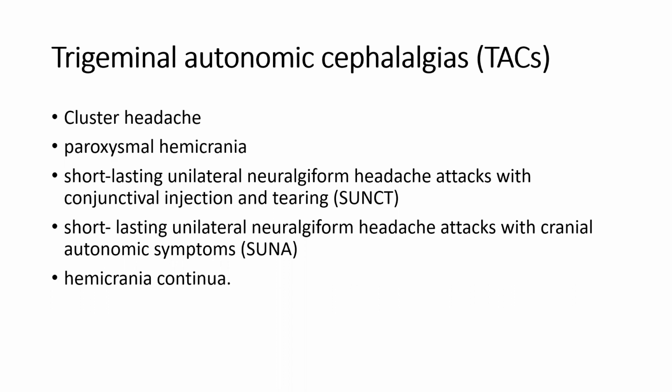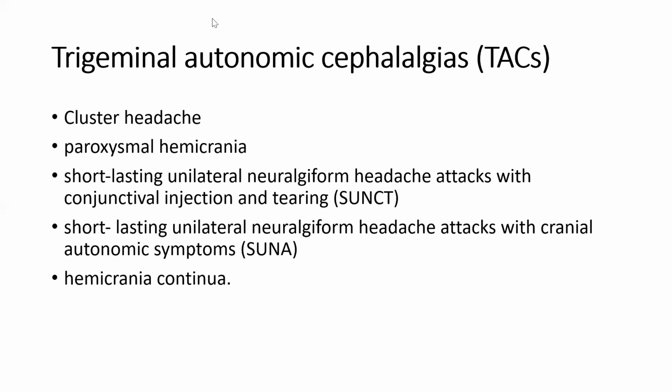two types. If you want to consider the types of trigeminal autonomic cephalgia, there are 5 types. One is the cluster headache. Then we will assort the remaining 4 headaches into 2 groups. One group is hemicrania, that means paroxysmal hemicrania and hemicrania continua. There will be a bit of similarity when we read about these 2 types of headache. And the other 2 are SUNCT and SUNA, that is short-lasting unilateral neuralgiform headache with conjunctival injection and tearing, and short-lasting unilateral neuralgiform headache with cranial autonomic symptoms.